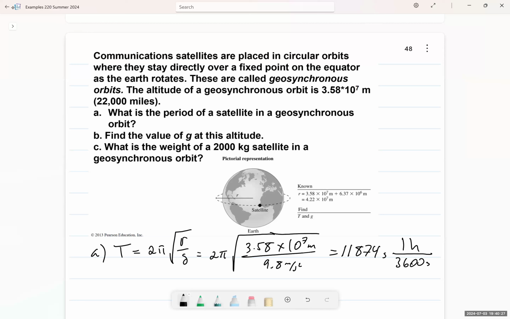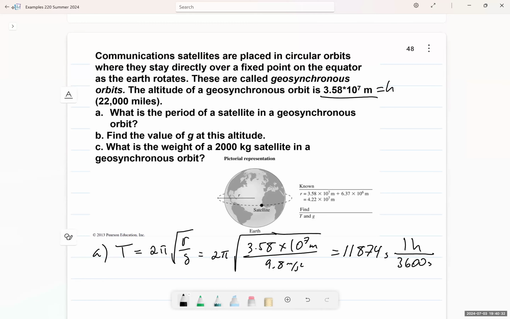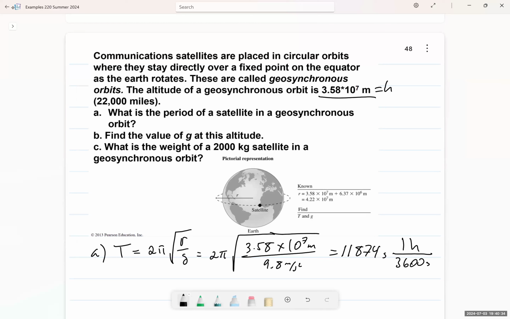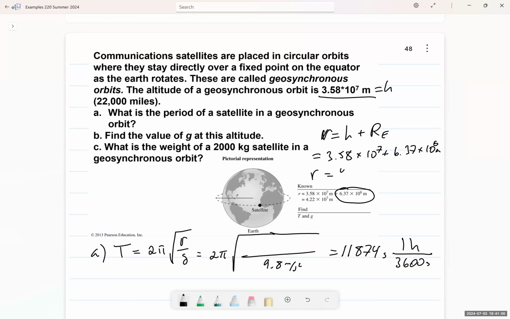Oh, okay. So sorry. I assumed that this is the radius, but this is basically h. Sorry, that was my mistake. This is h. So that means we have to solve for the radius, which is then h plus the radius of Earth. So 3.58 times 10 to the 7, plus the radius of Earth, which is given right here, 6.37 times 10 to the 6 meters. Then R is 4.22 times 10 to the 7 meters. There you go.